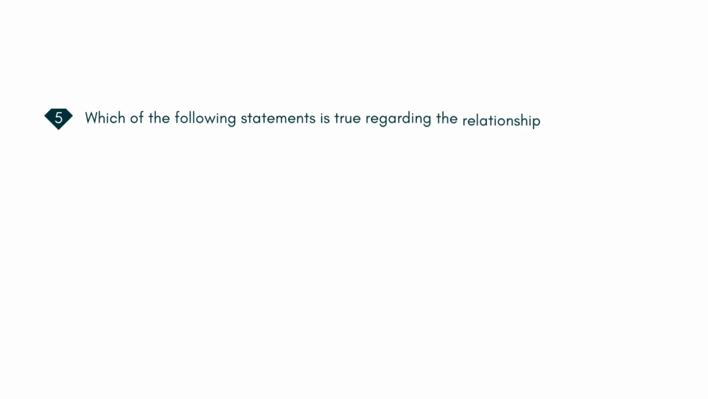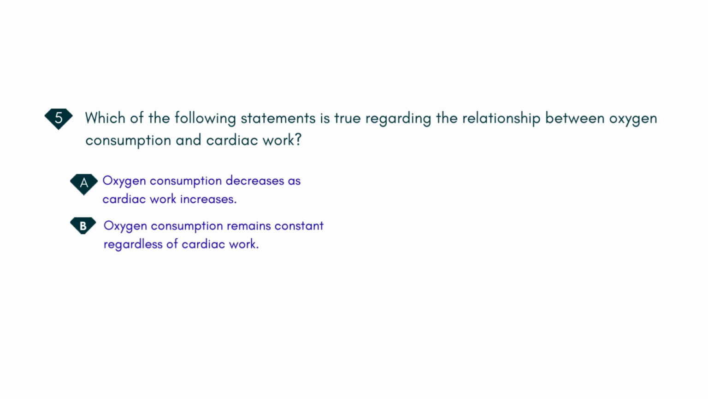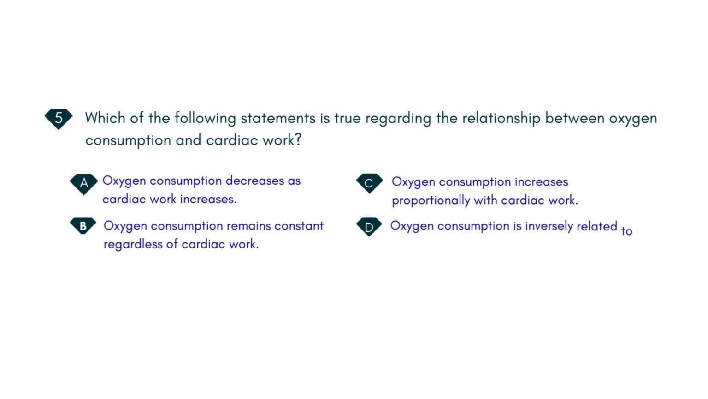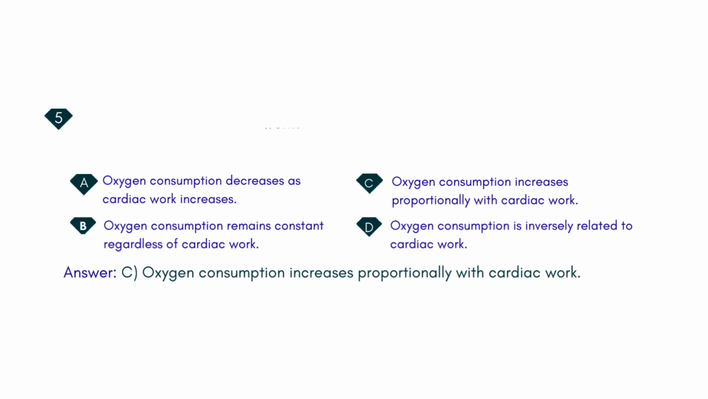Which of the following statements is true regarding the relationship between oxygen consumption and cardiac work? A. Oxygen consumption decreases as cardiac work increases. B. Oxygen consumption remains constant regardless of cardiac work. C. Oxygen consumption increases proportionally with cardiac work. D. Oxygen consumption is inversely related to cardiac work. Answer C. Oxygen consumption increases proportionally with cardiac work.